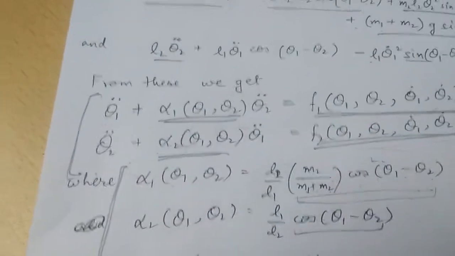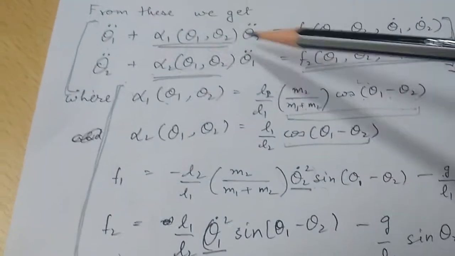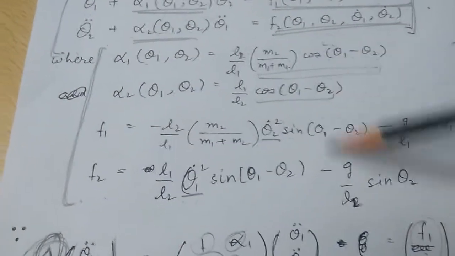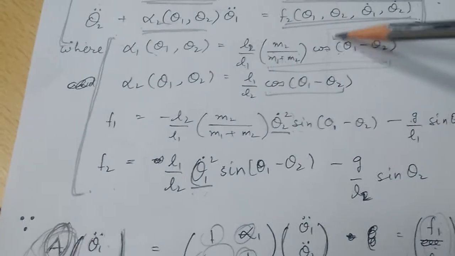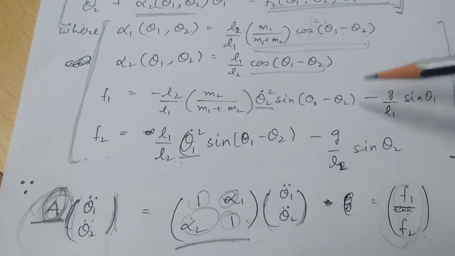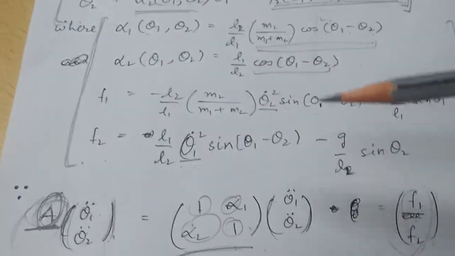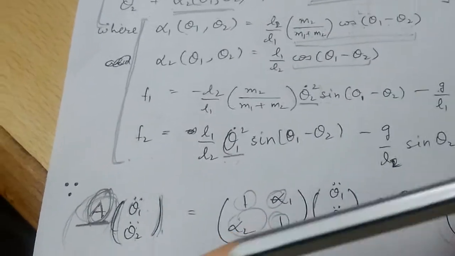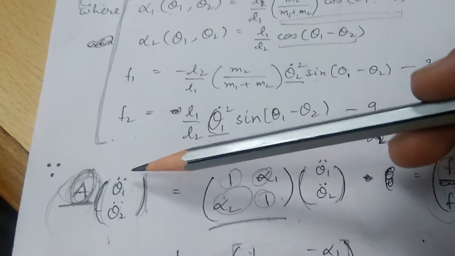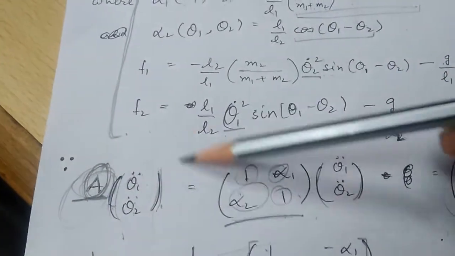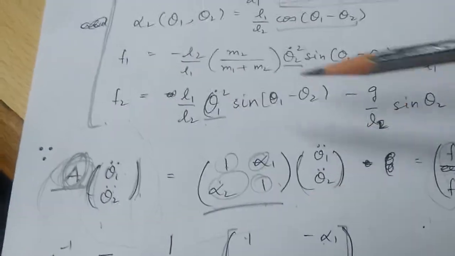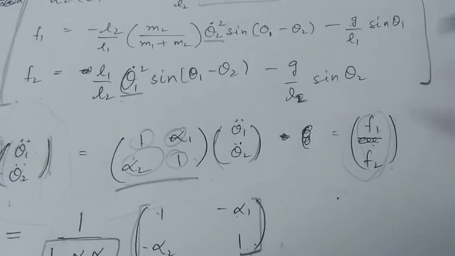Okay, now where alpha 1, alpha 2, f1 and f2 are functions of the state coordinates, and these are the functions as found. Now you see f1 and f2 don't depend on theta 1 and theta 2 respectively, surprisingly. That ensures that we can make this matrix here, and this matrix has some value, right?